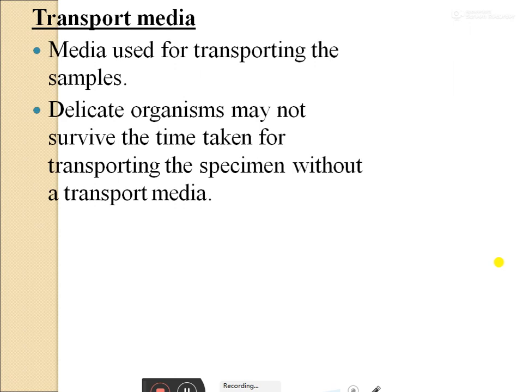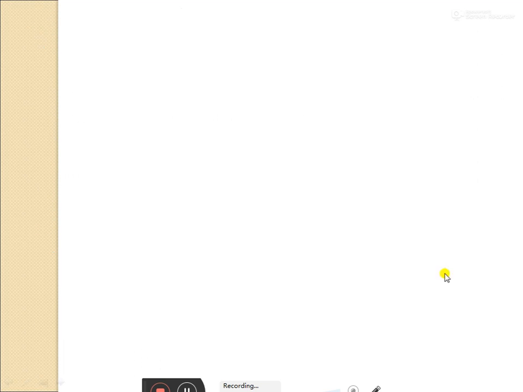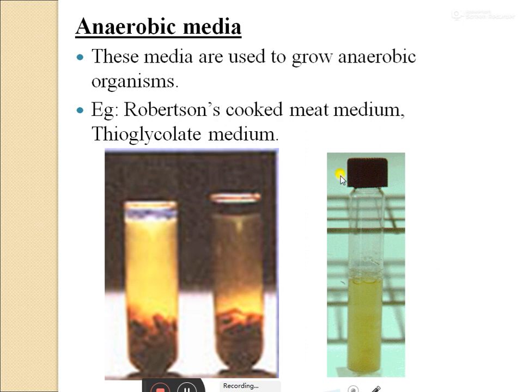Then the transport media, which is used to transport the microorganism from one place to another place. We can use a swab sample here like this and we can transport the specimen to another place. Anaerobic media: these are the media used to grow anaerobic microorganisms, for example Robertson cooked meat medium or thioglycolate medium.